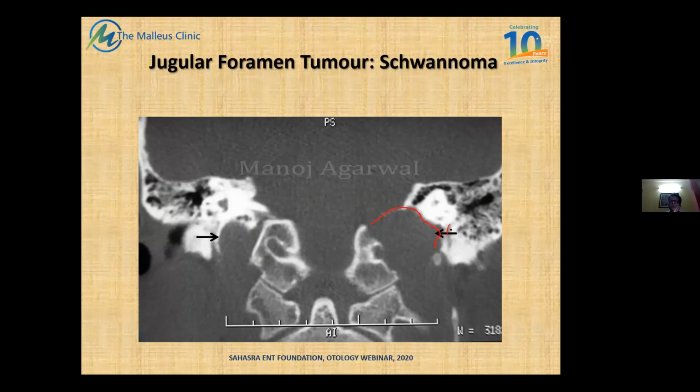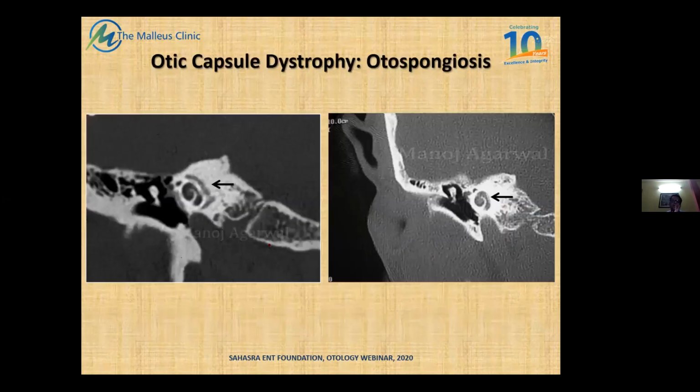You can see the mastoid segment of the facial nerve, posterior semicircular canal, lateral semicircular canal. Probably you can make out the shadow of the superior semicircular canal. This is the middle cranial fossa. This is the posterior cranial fossa. This is the internal auditory canal. This is the jugular foramen of the opposite side, which is absolutely normal on the right side.